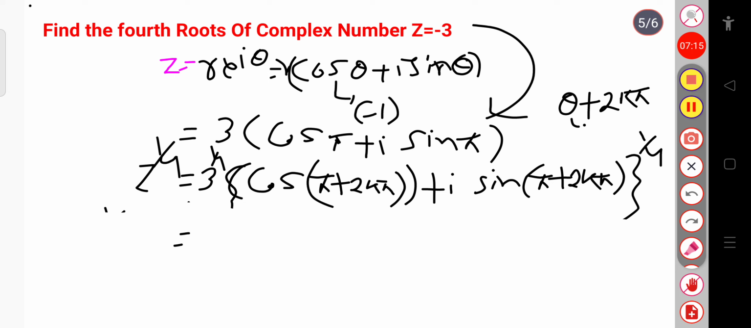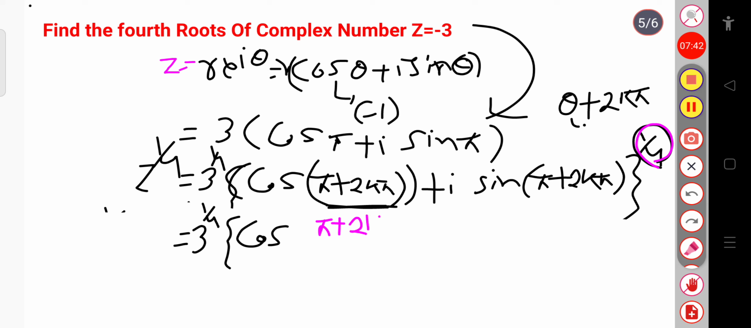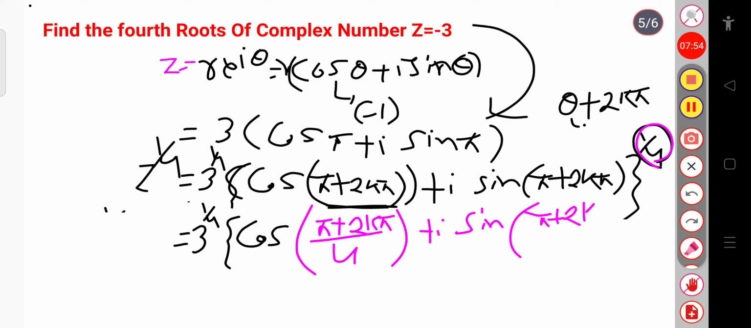So simply I can write this as 3 power 1 by 4 into cos theta plus i sin theta whole power n, where n is equal to 1 by 4 here. So I am multiplying this 1 by 4 here. This becomes cos of pi plus 2k pi whole divided by 4, and similarly plus iota sin of pi plus 2k pi divided by 4. Clear? Here we have applied de Moivre's theorem.